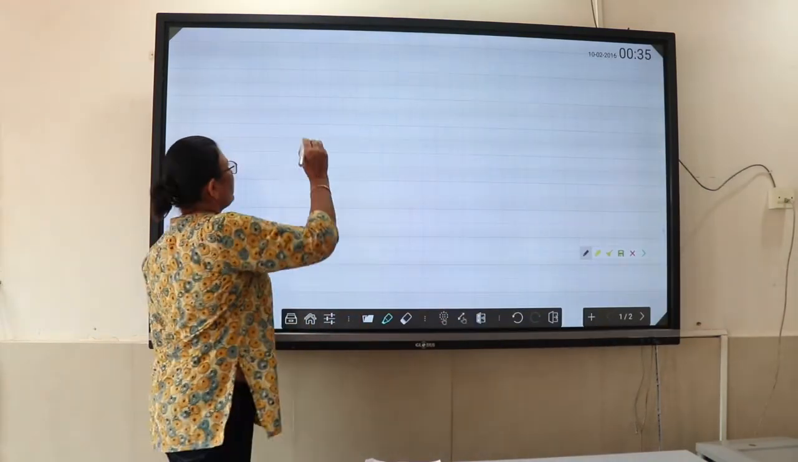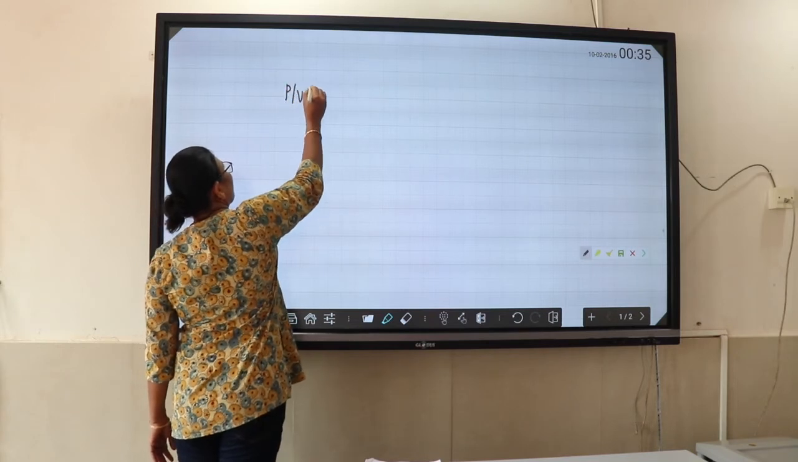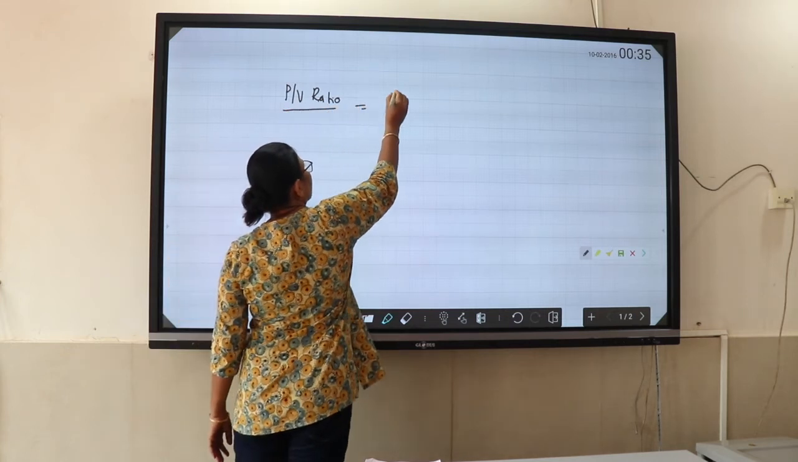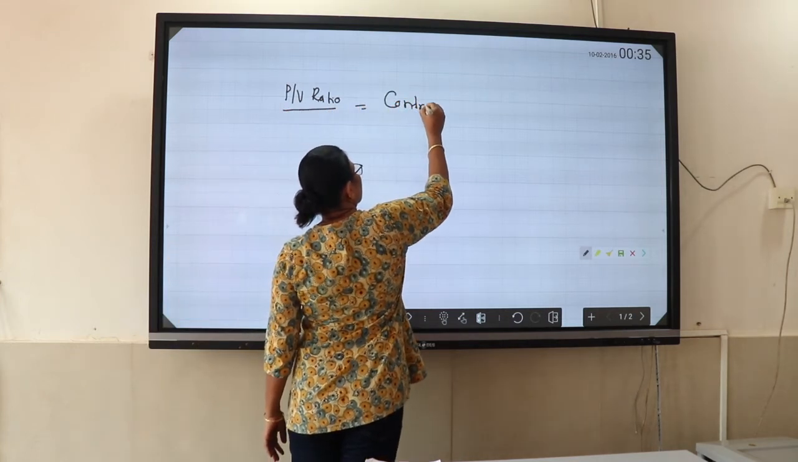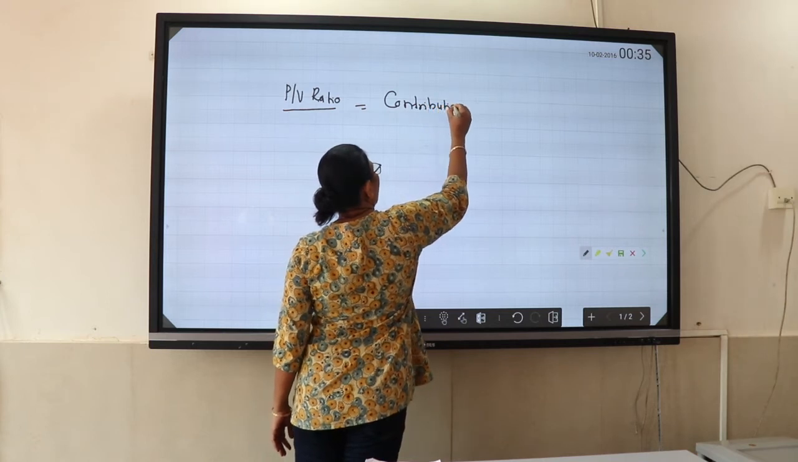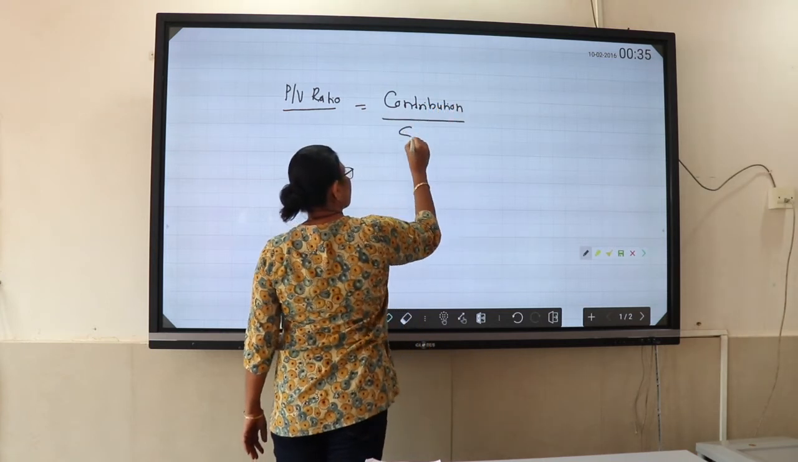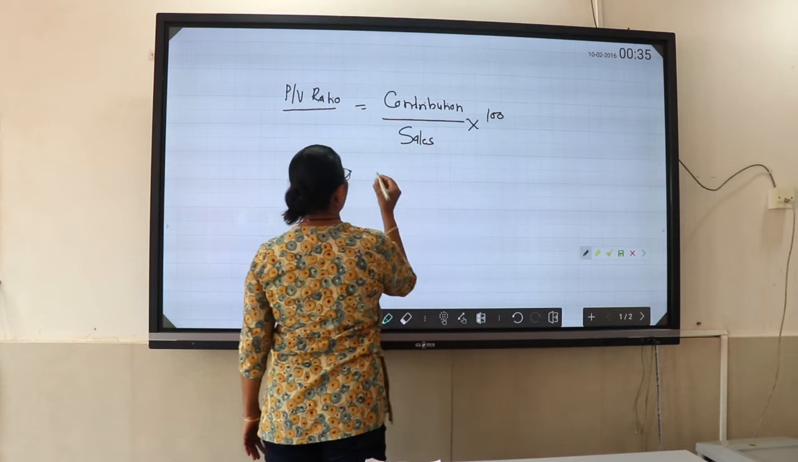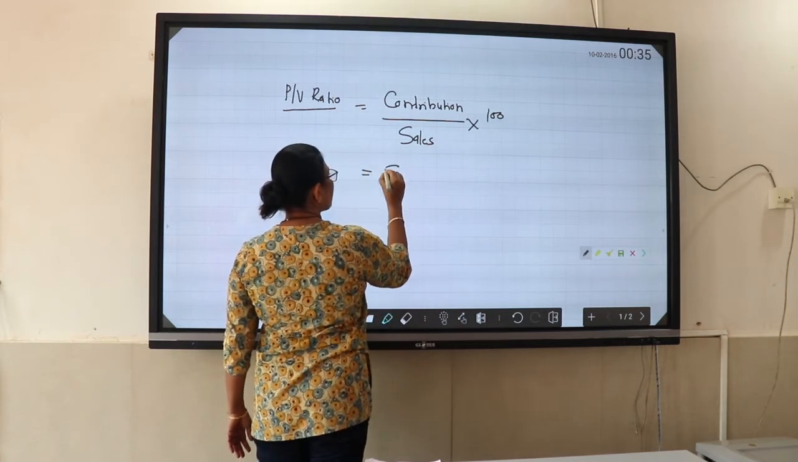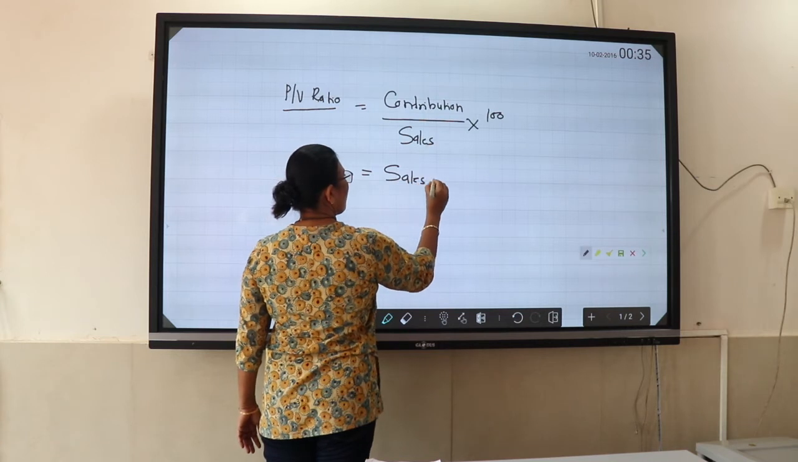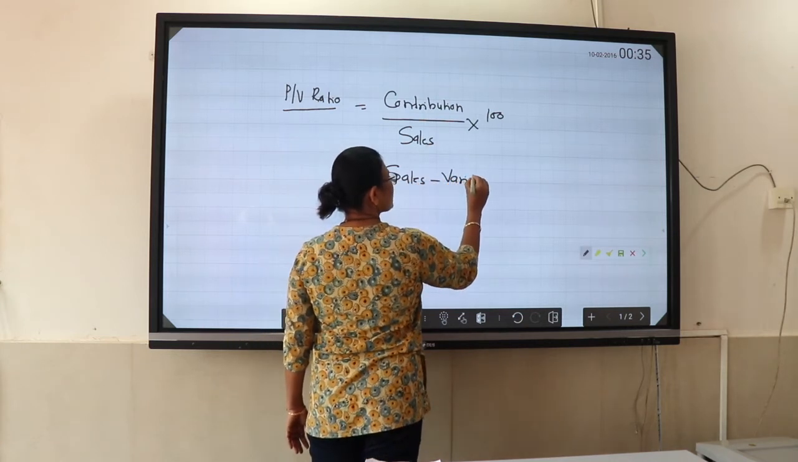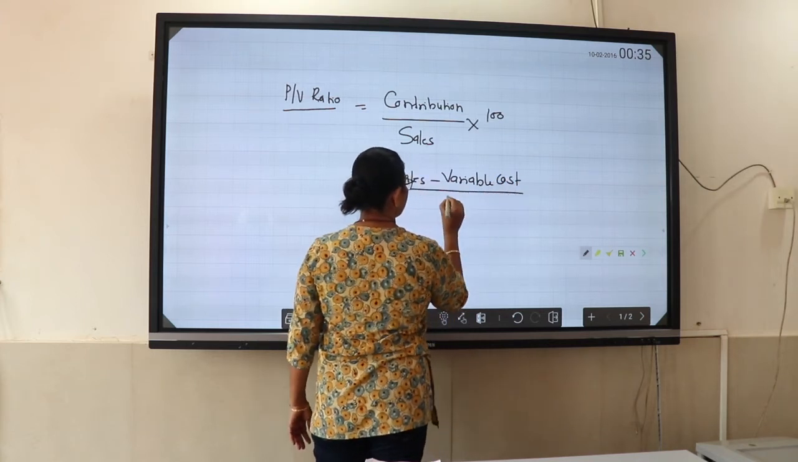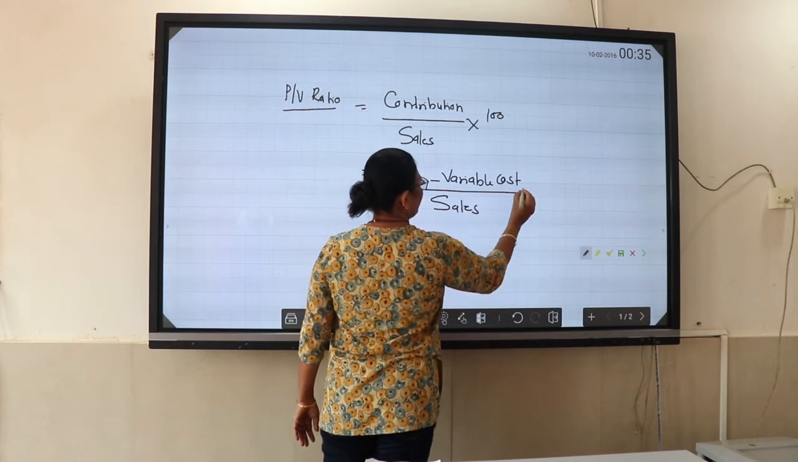Now we are determining PV ratio. So PV ratio is equal to contribution divided by sales into 100, right? Or it could be called sales minus variable cost divided by sales into 100.